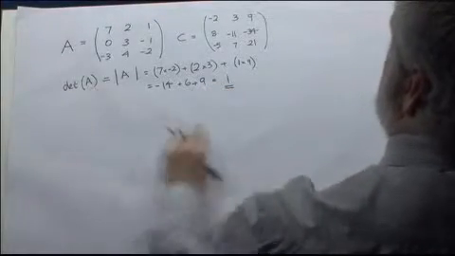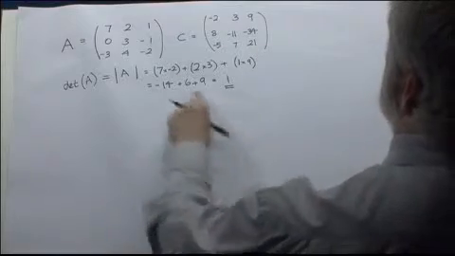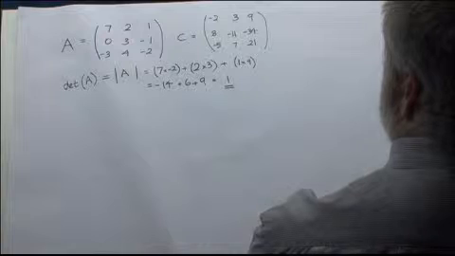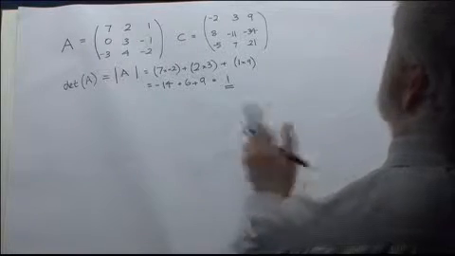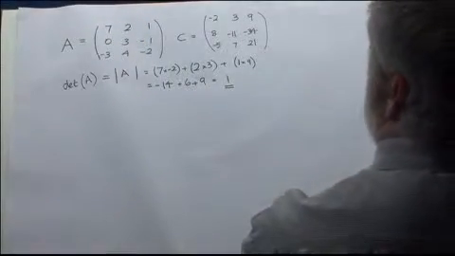So the determinant of A is equal to 1. Now you're probably thinking, well, what if I'd chosen a different row or a different column? Surely I would have got a different answer. So let's choose a different row, a different column, see what happens. Let's choose the second column.